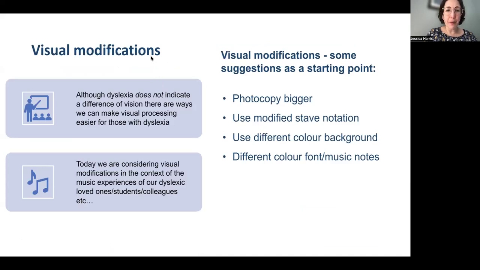So we can support our dyslexic learners with some visual modifications. Although dyslexia does not indicate a difference of vision, there are ways we can make visual processing easier for those with dyslexia. Today we're considering visual modifications in the context of the music experiences of our dyslexic students, colleagues, loved ones, clients. As a starting point, these are just a few initial suggestions. We're going to look at photocopying bigger, using modified stave notation, using different color backgrounds, and using different fonts under music notes.